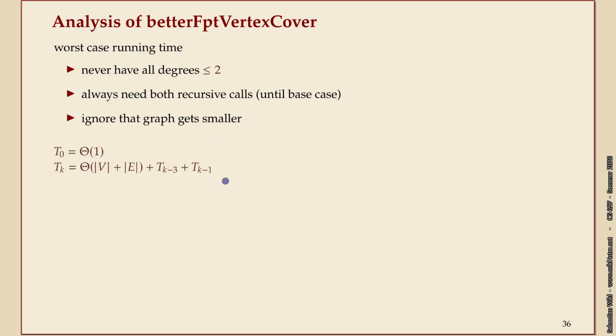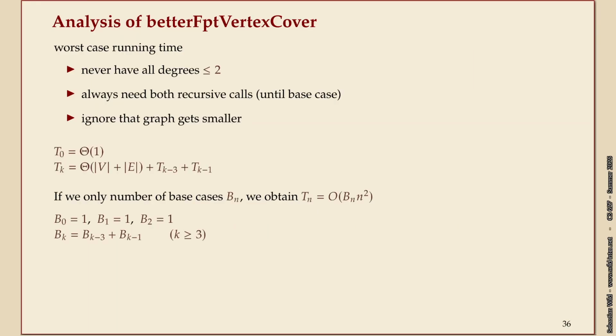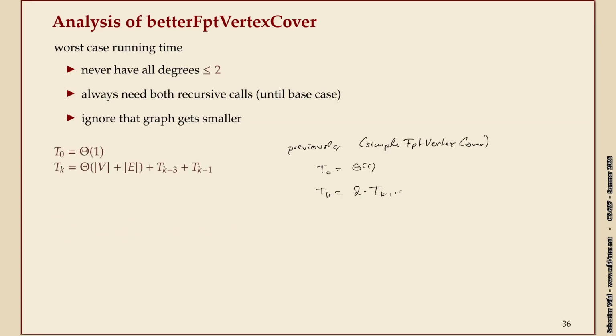So if we can solve this recurrence, we can get the analog of what we've analyzed before, where we said the search space size is 2 to the k. Previously, we had, for the simple FPT vertex cover, this would have looked similar. We have a base case, and then we have 2 recursive calls of the same size before. And I guess the pre-processing is a bit easier, so maybe we don't need this extra term. But to be generous, might as well include it.